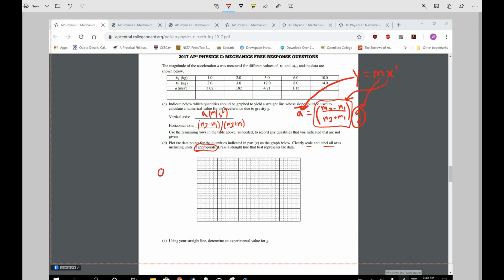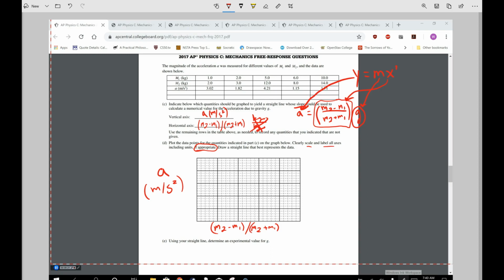So on the vertical axis, we said a in meters per second squared. For this one, I'm taking mass, which is in kilograms, and dividing it by mass in kilograms. What happens to the units? They divide out. So this is unitless. But we still need to label what it is that we are doing. Be careful of PEMDAS, right?